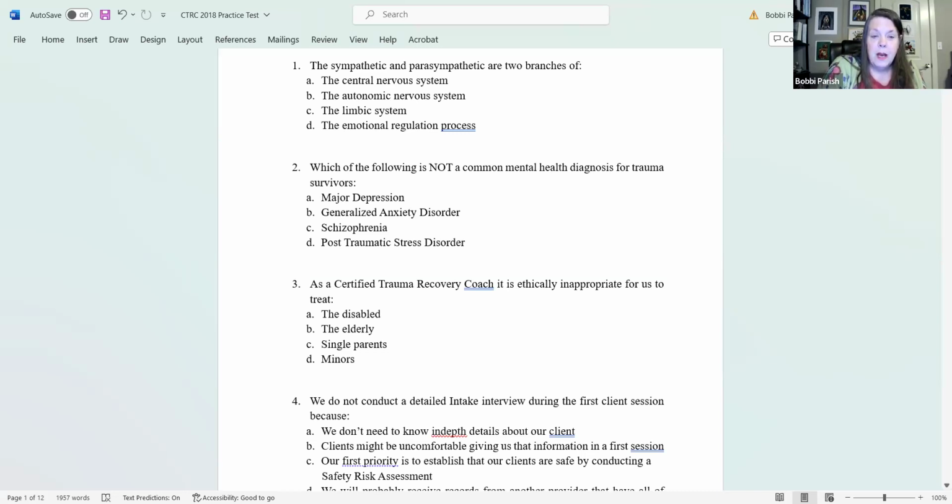Number 3, as a certified trauma recovery coach, it is ethically inappropriate for us to treat A, the disabled, B, the elderly, C, single parents, or D, minors.